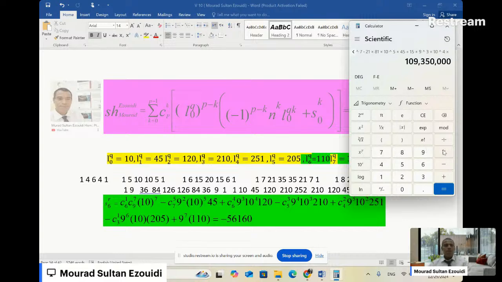Multiply by 120. We finish this one. Then minus 10. Multiply by 9 raised to the power 4. Multiply by 10 cubed. 10 cubed is 1000. I will write 1000. Multiply by 210. Then plus 4 choose 2 is 6. Means plus 6 times 9 raised to the power 5. Good enough. Times 10 squared means 100.